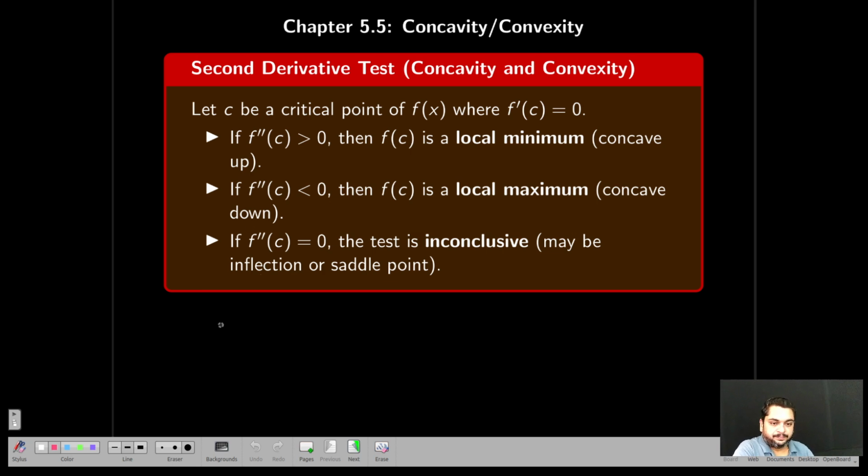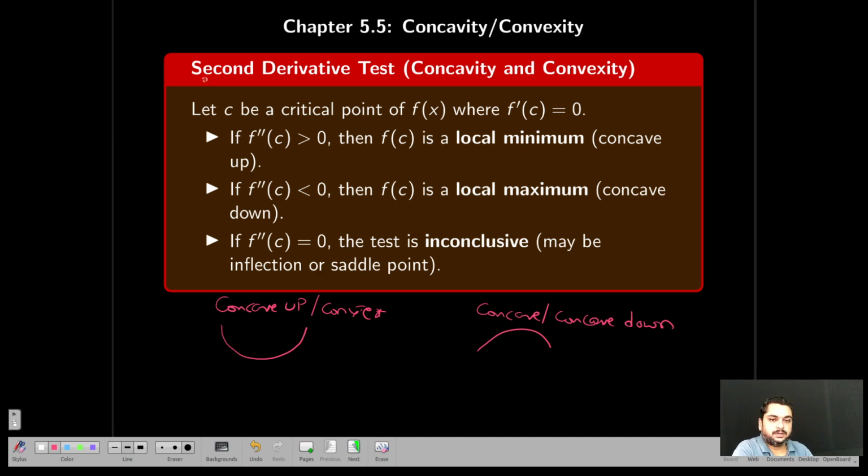Suppose I have a curve like this, we call it concave up or convex. Suppose I have a curve like this, then I say it is concave, or concave down. So this is called convex up, or you can see the curve is like this, it is concave or concave down. What are the conditions?